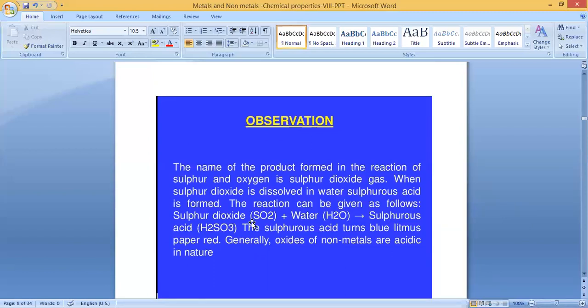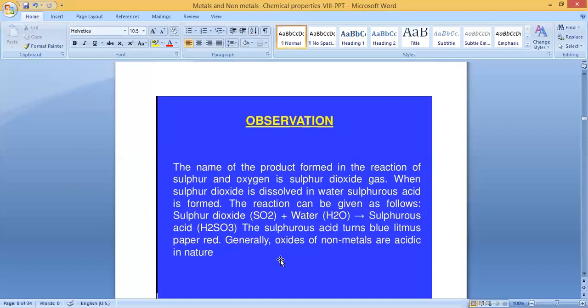Clear? So here one sulfur, two hydrogen atoms, and oxygen O2 plus O makes O3. So sulfurous acid is formed. Clear? The sulfurous acid turns blue litmus paper red. It's an acid. So here acid is formed. It turns blue litmus paper red.